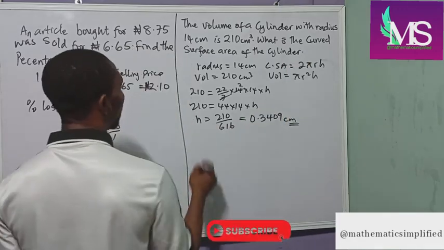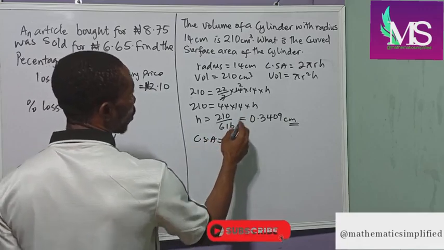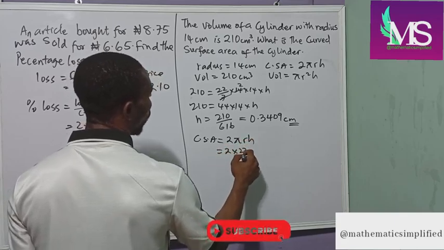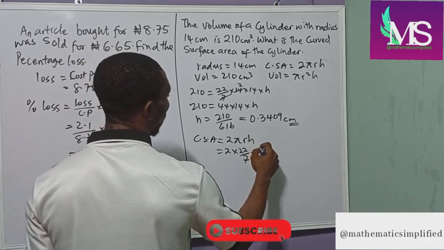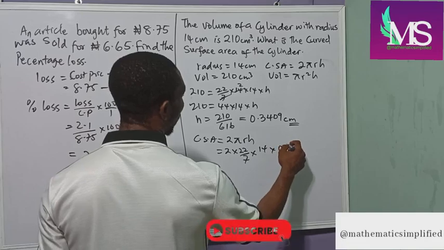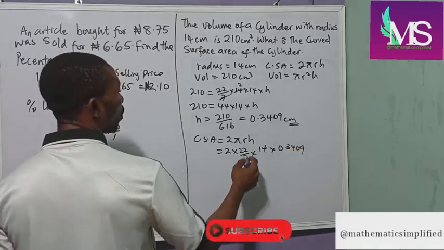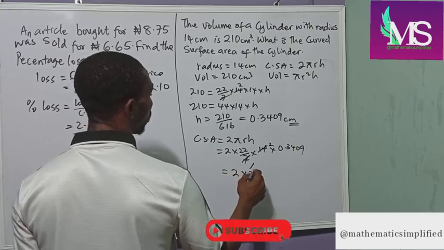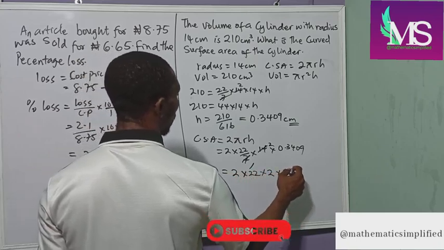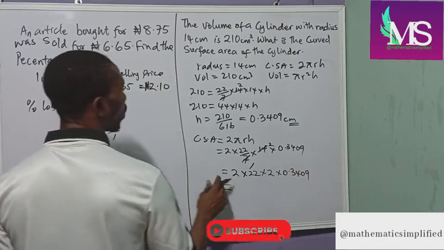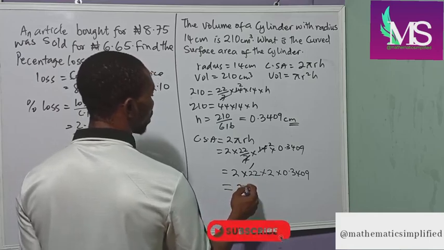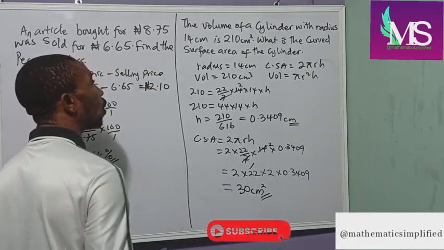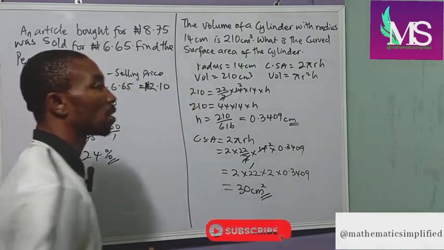Alright? Now coming to our CSA, curved surface area, equals 2 pi rh. This becomes 2 times 22 over 7 times r, which is 14, times h, which is 0.3409. Now, 7 here, 1, 7 here, 2, bringing us to 22 times 2 times 2 times 0.3409. Now, when we multiply all this, we'll get 30 centimeter square as the curved surface area of this cylinder.